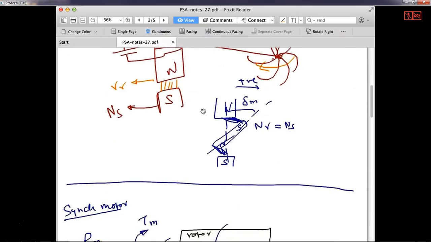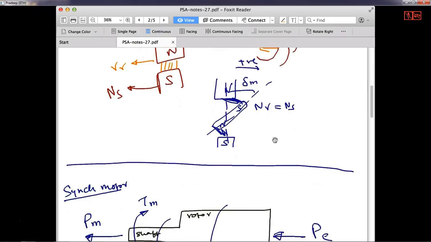So that is what is shown in this diagram. The delta M is now positive, whereas in the earlier case, delta M was negative. When the rotor moves forward, the stator tries to pull it back and still the magnetic locking is maintained, and therefore synchronism is maintained, NR equal to NS, and it is still running as a synchronous motor.